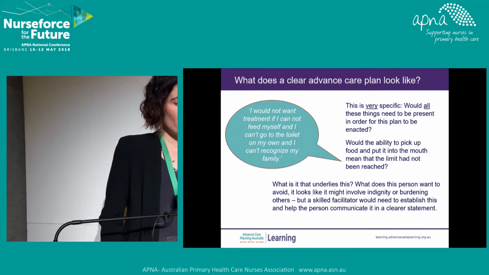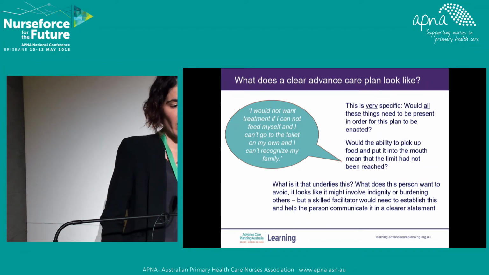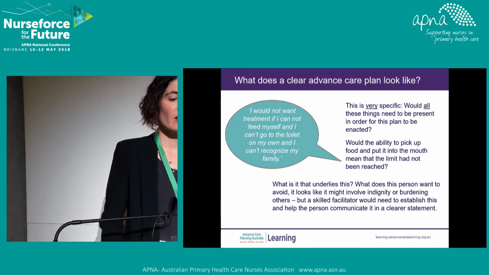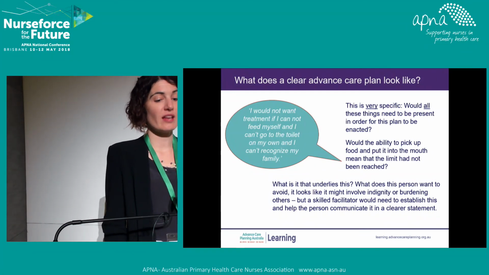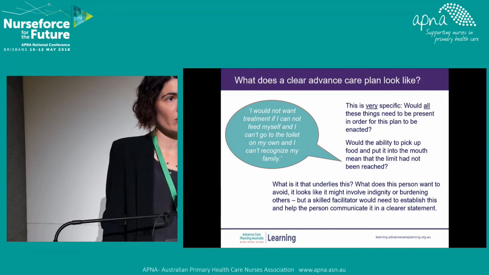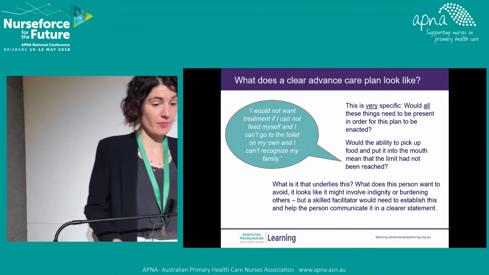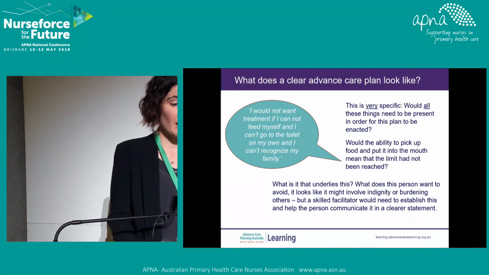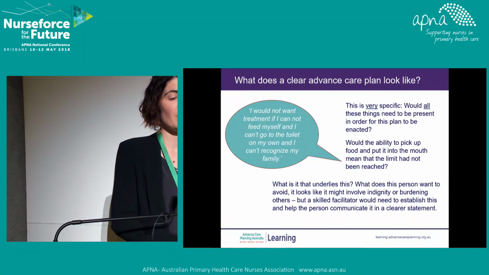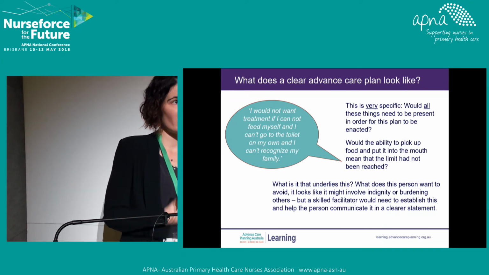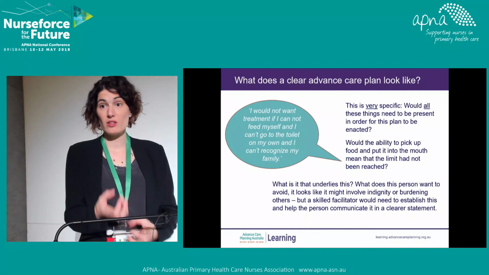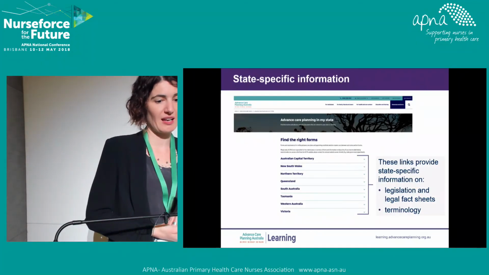"I would not want treatment if I cannot feed myself and I can't go to the toilet on my own and I can't recognise my family." So this is very specific, which helps, but would we need all of these things to be present in order for this plan to be activated? So that's what we'd sort of need to pick apart. Would the ability to pick up the food and put it into the mouth mean that the limit had not been reached? So these are the questions that you can ask your patients when you're doing the advanced care planning with them.